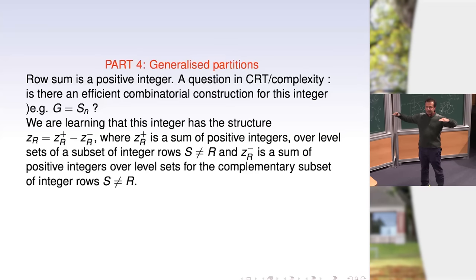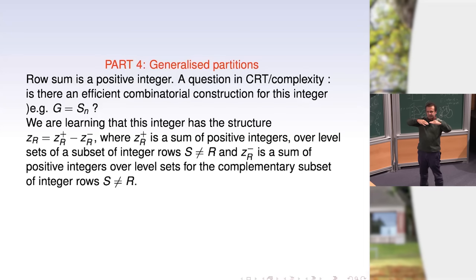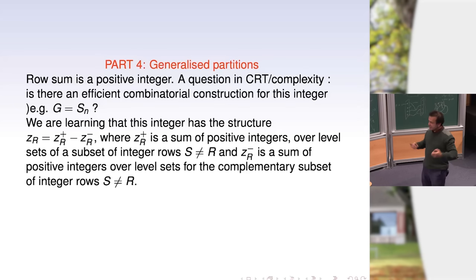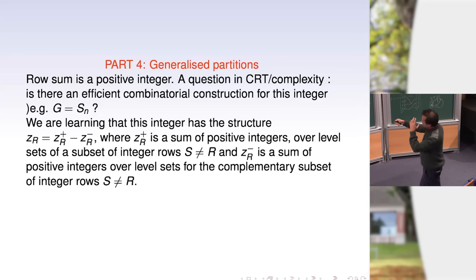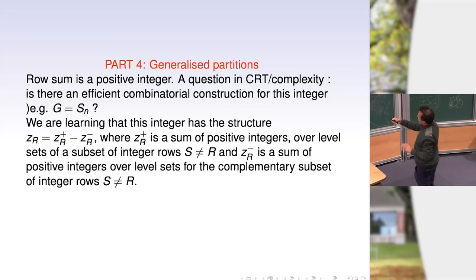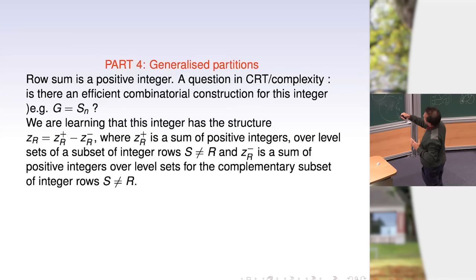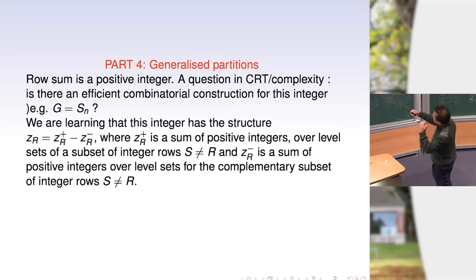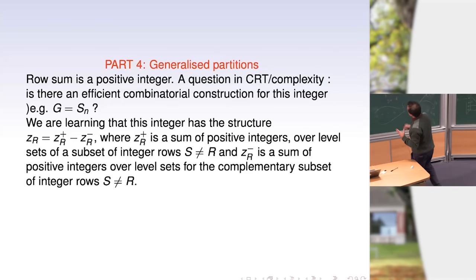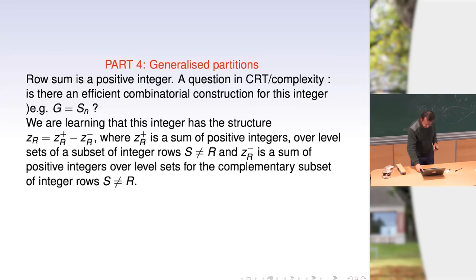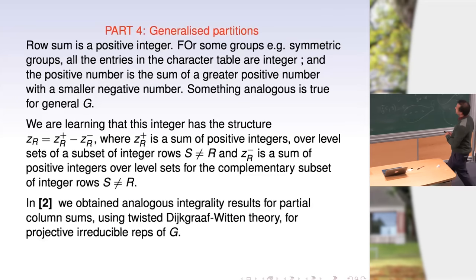Take the row of interest you're summing. Take all other rows, pick the ones which are integer, and then look at the level sets of the rest of these integer rows, and then sum over these level sets, and there are integers you're going to get from the theorem that we described. So there's a natural way to write this, but these partial sums could be positive or negative. So there is a natural splitting of this positive integer that exists for any row of any finite group in terms of something which is positive and negative, and it itself has a partition that depends on level sets of the rest of the integer rows. So there's an interesting structure in something of interest in combinatorial representation theory and complexity.